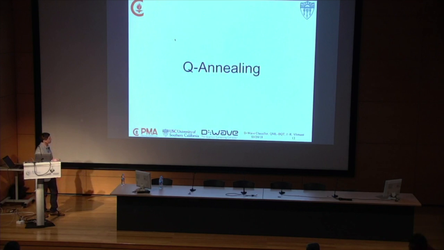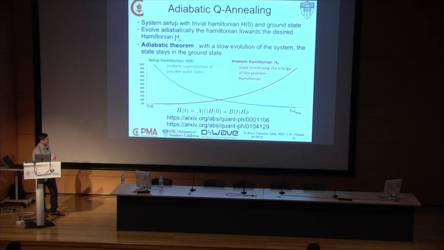And then the one slide on quantum annealing for those who don't remember it well, where we start from a trivial ground state of a trivial Hamiltonian, and we evolve the system into our desired Hamiltonian, and then the adiabatic theorem says that we're going to stay in the ground state all the way through, and then essentially we end up in the ground state of the desired Hamiltonian.